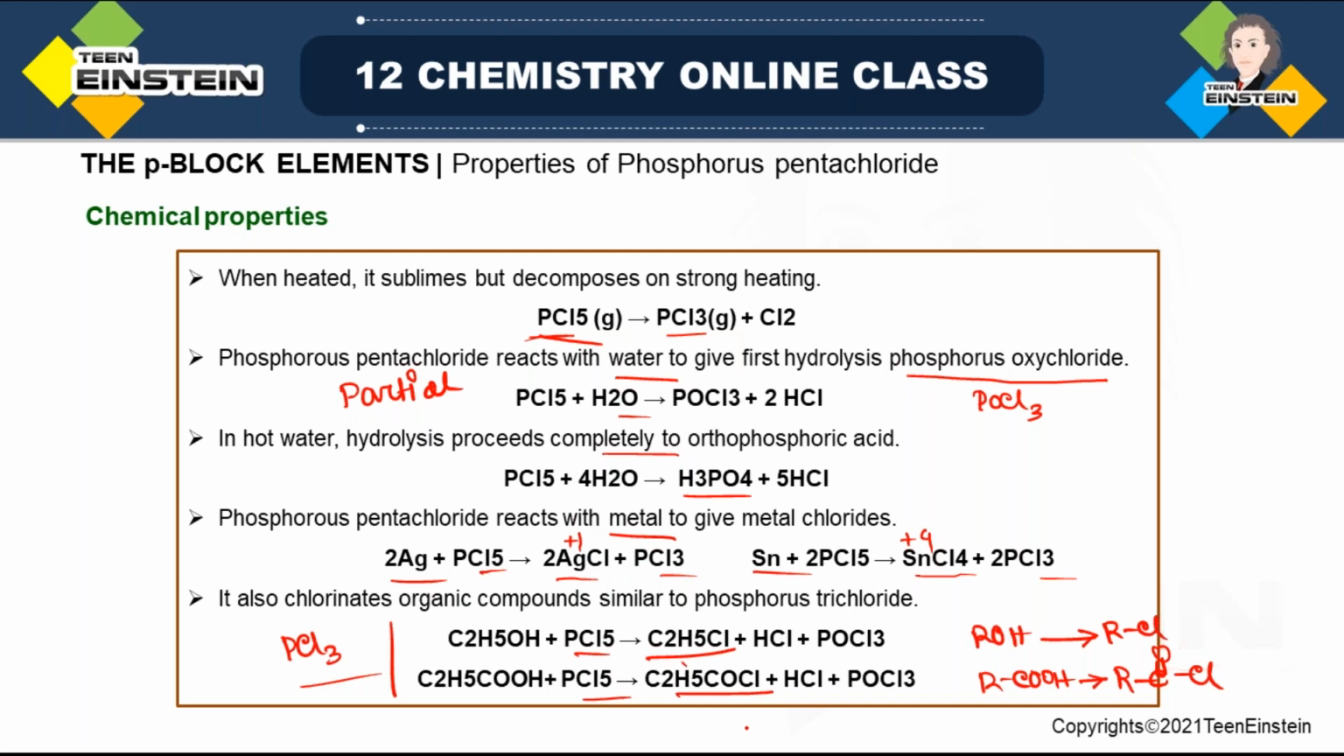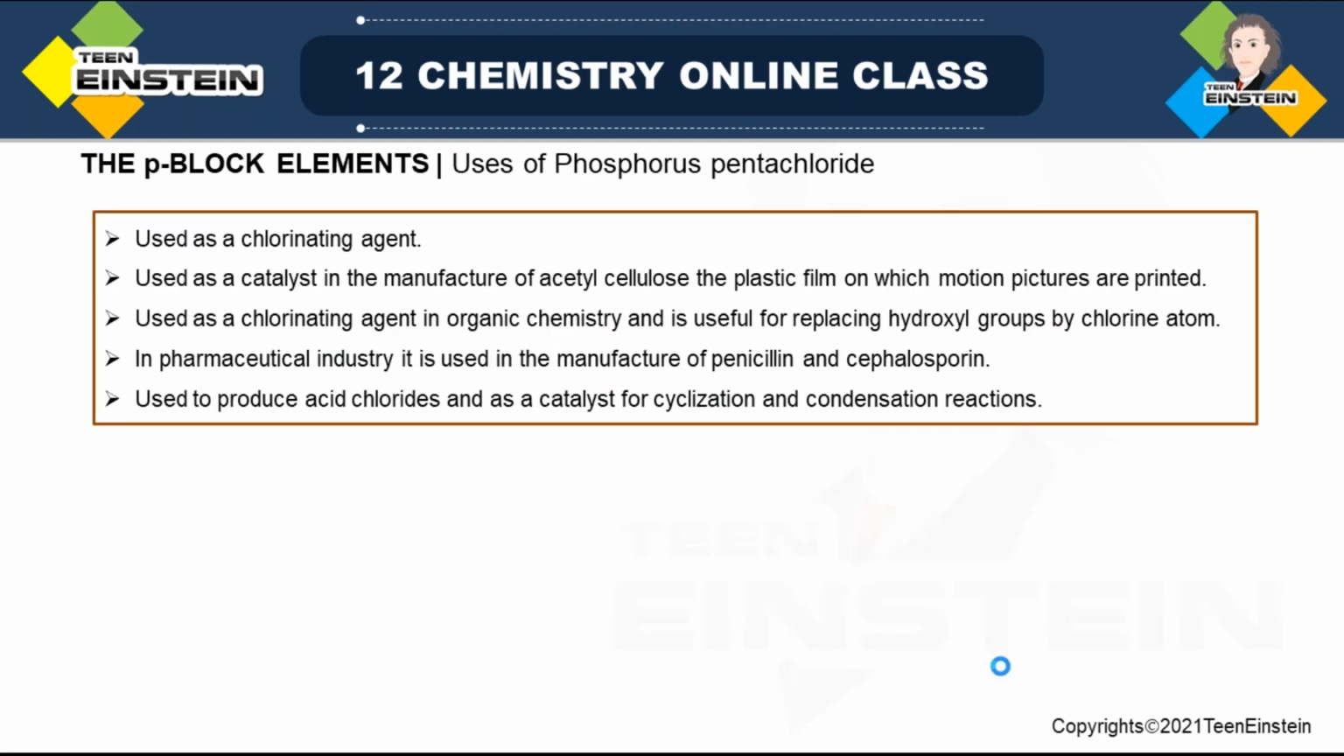Fine. And in each case PCl5 itself is converted to POCl3. So this is also important. You can consider this reaction as an application of PCl5. It can be used as a chlorinating agent in organic chemistry. Okay. So now we will see the application.